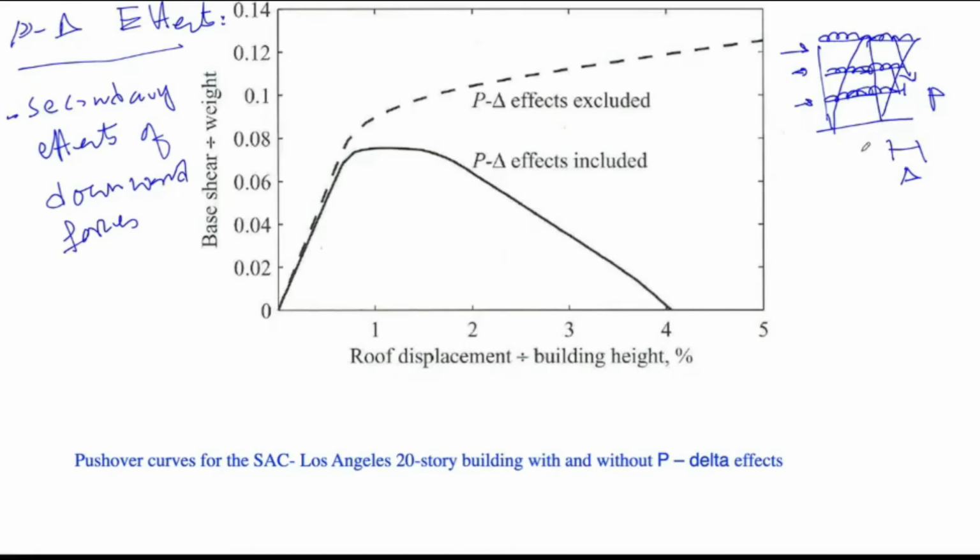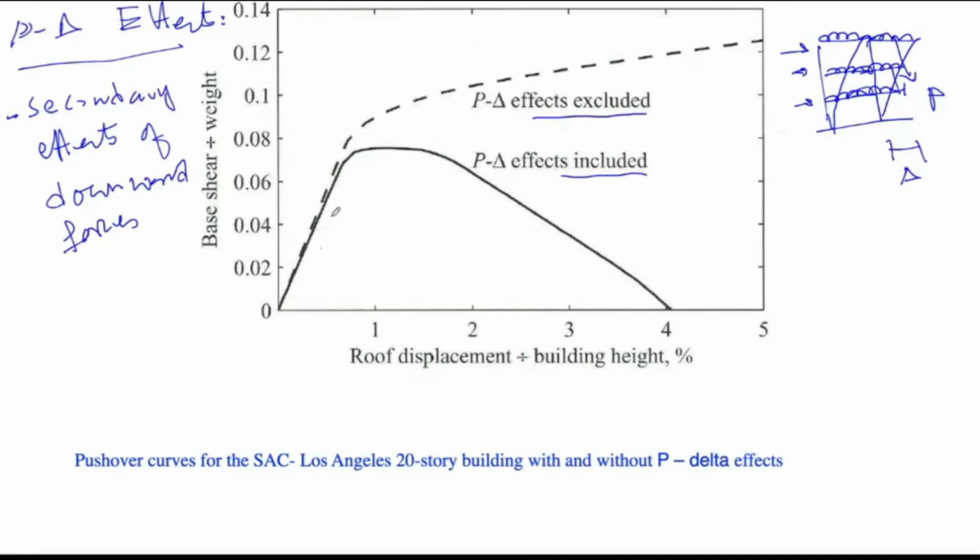So what are the impacts of this? The impact of this is that if you look at the base shear and the roof displacement response without the P delta effect, excluding the P delta effect, and then including the P delta effect. So you can see that the capacity curve is elastic, then it is having hardening behavior excluding P delta.